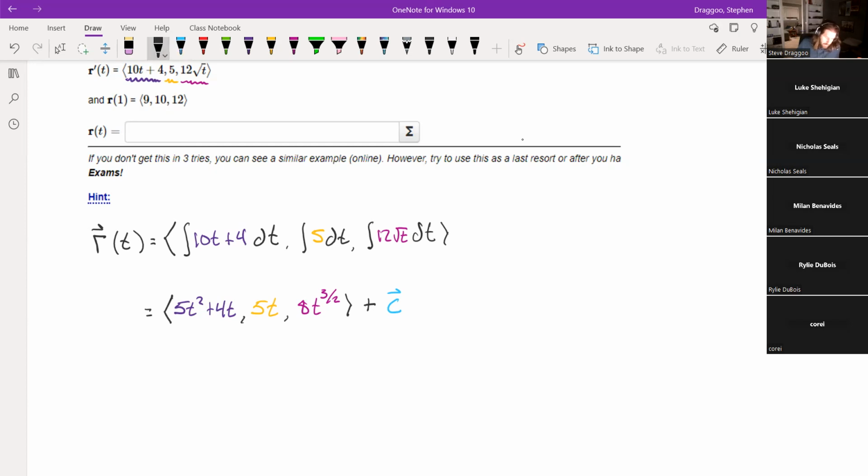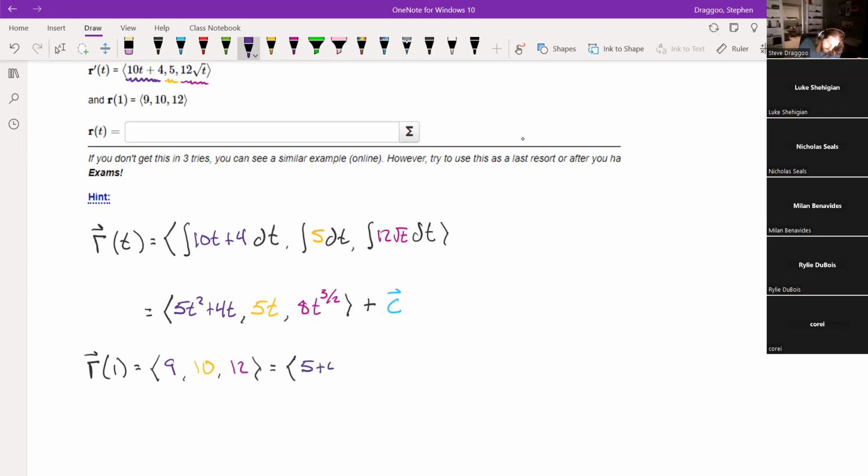Because this is the part where I can use the point provided to me, r of 1, to figure out what each of my c values ought to be. So r of 1 is equal to my point 9, 10, 12, where 9 was the x part, 10 was the y part, 12 was the z part. And I also know that it should be equal to whatever I get when I plug 1 into the equation that I just got.